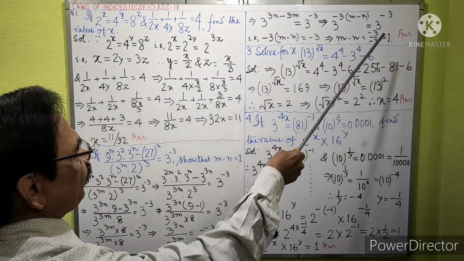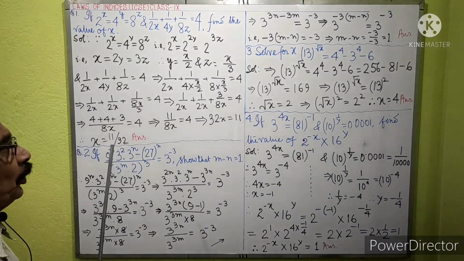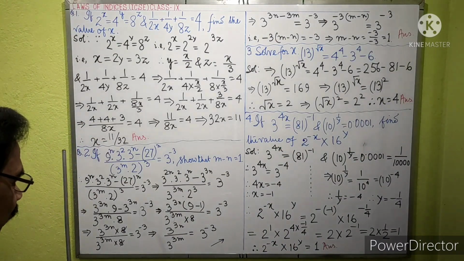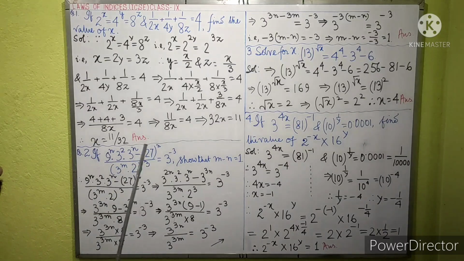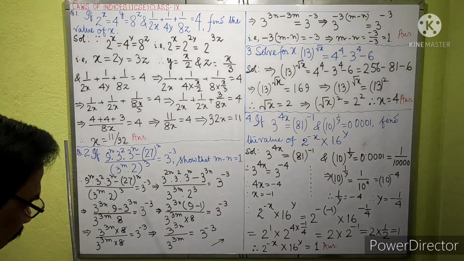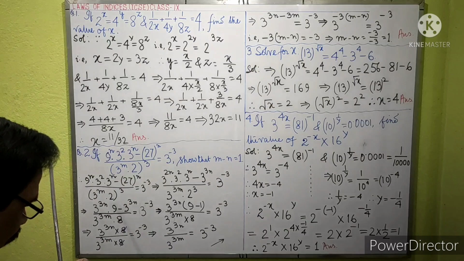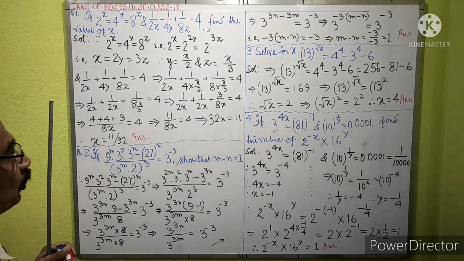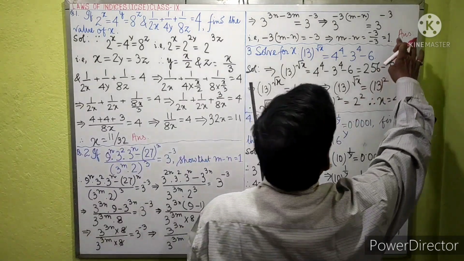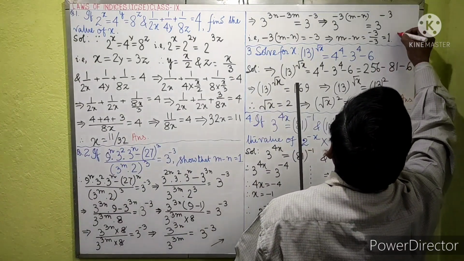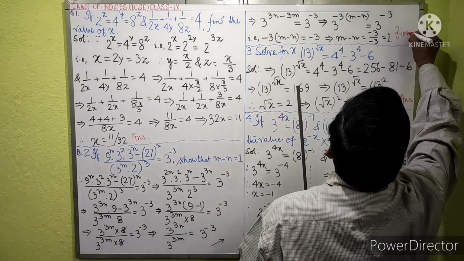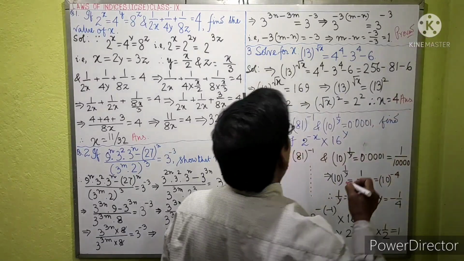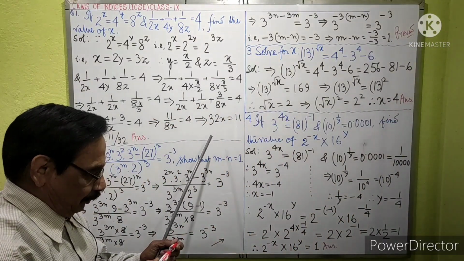That is a minus n equal to 1, and hence it is proved that m plus n, m minus n equal to 1. It is proved here. You should write here proved, not answer. This is not answer, so this is proved.